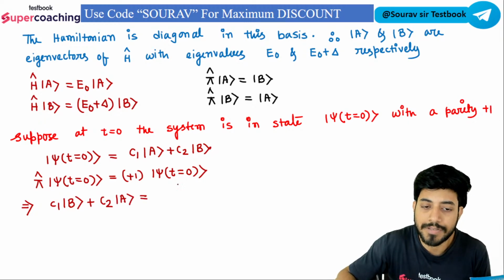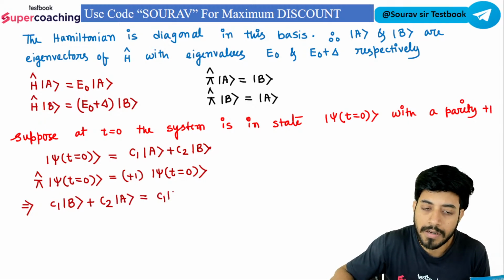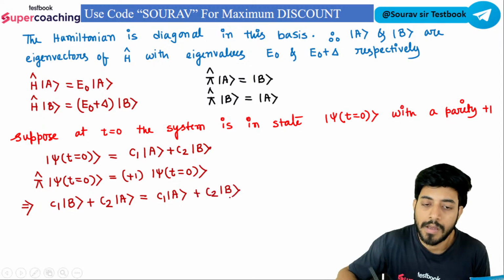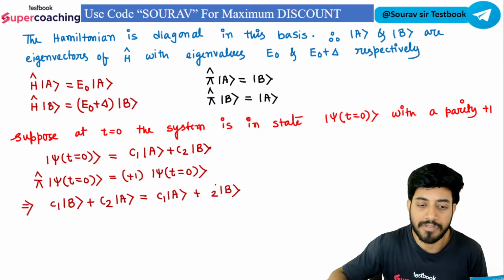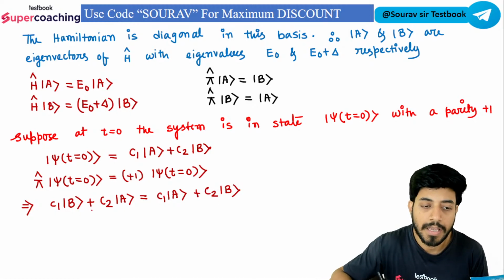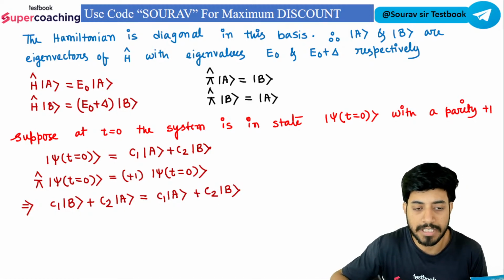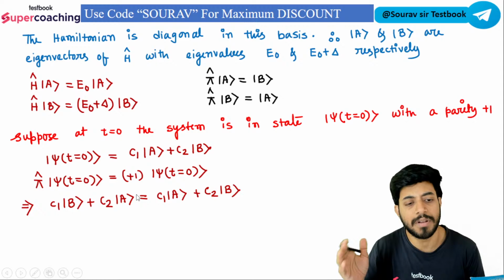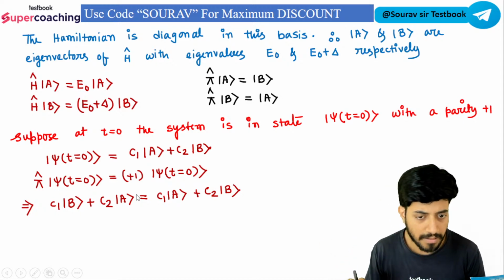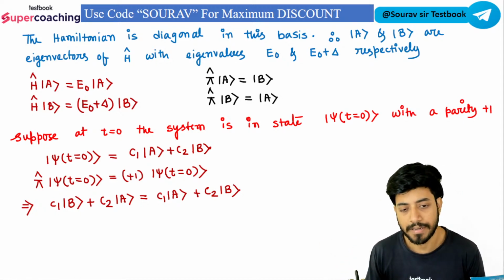That is actually equal to plus 1 into psi at t equal to 0, so C1 A plus C2 into B. Now दोनों साइड से सेम वेक्टर के कोएफिशिएंट इक्वेट करो. यहाँ B का कोएफिशिएंट C है. I mean these vectors are linearly independent. Since A and B are linearly independent, we know this.